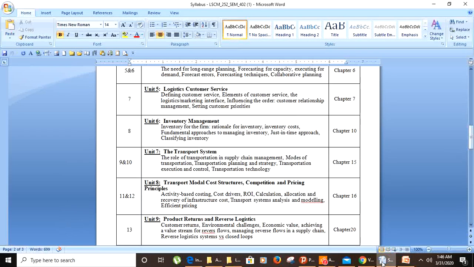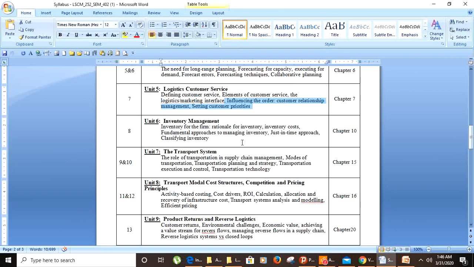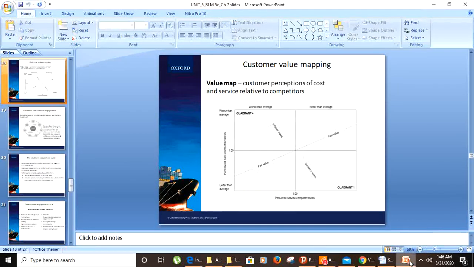Now in this area, I will take you to the important part. This is your syllabus. If you see customer service, elements of customer service, logistics, marketing interface and order, customer relationship management, setting customer priorities, that's all we have in our chapter 7 concerned with logistics, which we were supposed to finish the week before the exam, which we started and could not finish because of the lockdown, as we have seen.